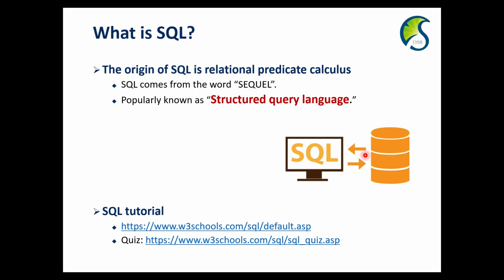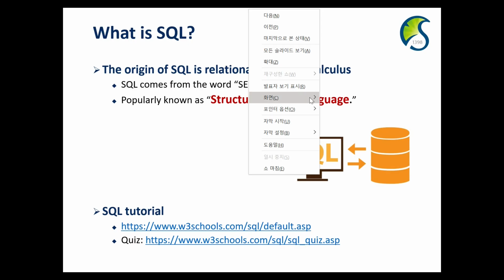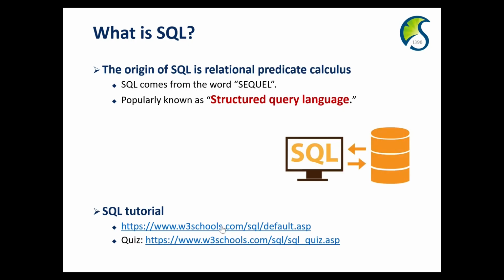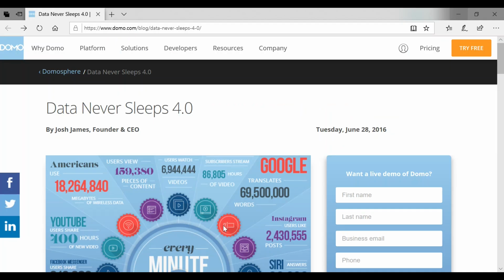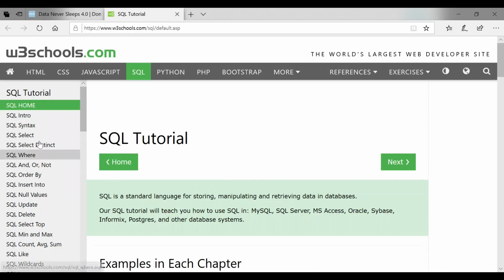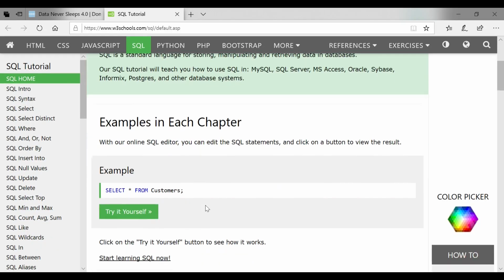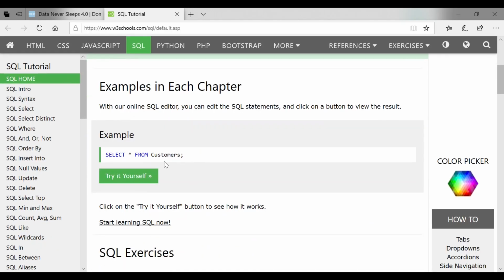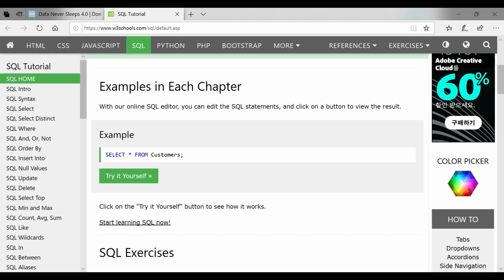So if you're interested in studying SQL by yourself, you can access this link and find some detailed information about SQL. There is a grammar for SQL and a SQL tutorial. Actually, this is an example of SQL, which is really easy to understand even without studying SQL.